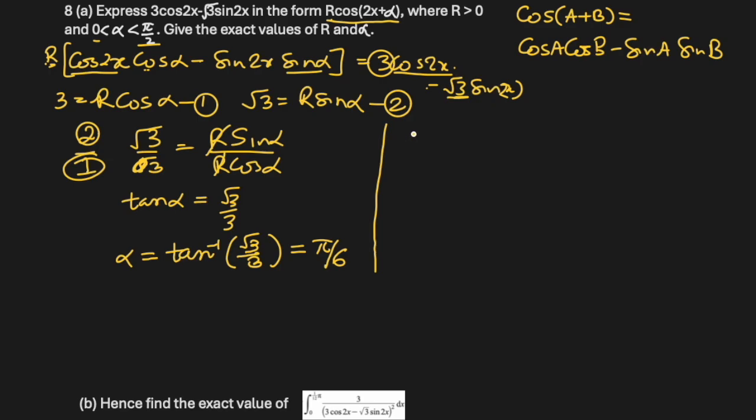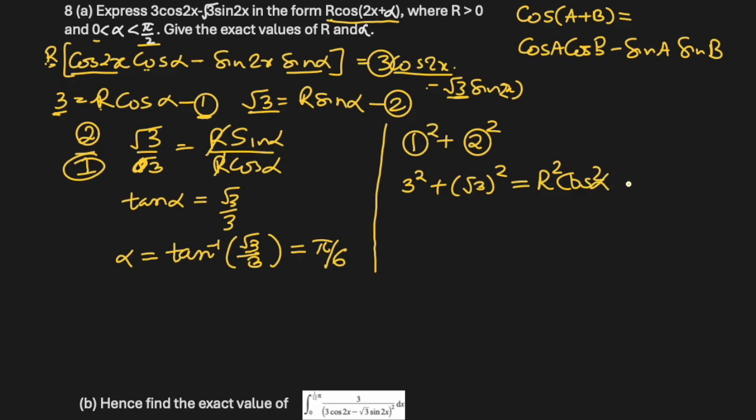So what will I do? I will do equation number 1, which is this one, squared, plus equation number 2 squared. Let's do this. If I square this side, 3 squared, plus add the square of this one, which is square root 3 squared, should be equal to the equivalent square of this, which will be r square cos square alpha, right? And the square of the right side will be r square sine square alpha.